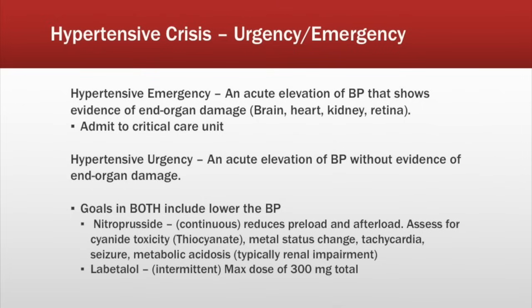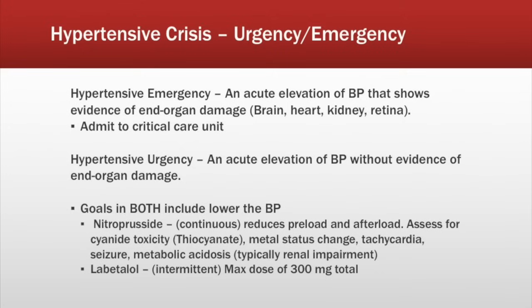So for the test, you'll probably have one question on hypertensive crisis or urgency emergency. Just know that hypertensive emergency is an acute elevation of blood pressure that shows evidence of end organ damage. So this actually has to have an acute blood pressure elevation and shows evidence of organ damage. So we're talking about brain, heart, kidney, retinas of your eyes. We're talking about retinal hemorrhaging, elevation of kidney creatinine, BUN, heart murmurs, brain confusion, signs of increased intracranial pressure. So they have to have both of those. And if you get the patient with hypertensive emergency, you're going to admit those to a critical care unit.